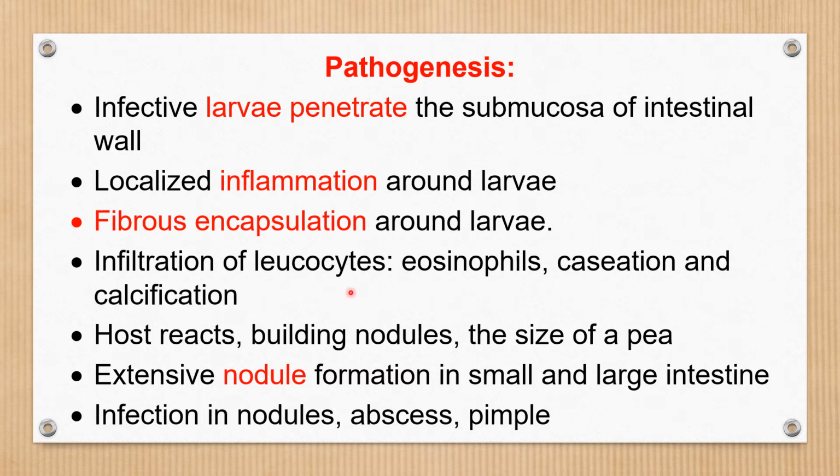There is infiltration of leukocytes, eosinophils. There is caseation, a yellowish cheese-like material, and calcification. The host reacts, and all these things, inflammation, encapsulation, caseation, calcification, build a nodule. It is one type of nodule of pea size. So characteristic of this disease is nodule formation in the wall of the intestine. So it is called nodular worm.